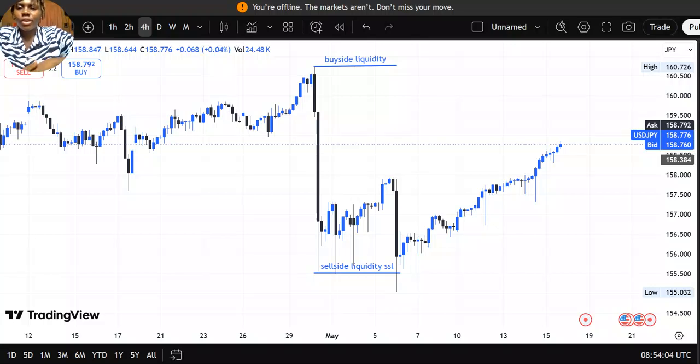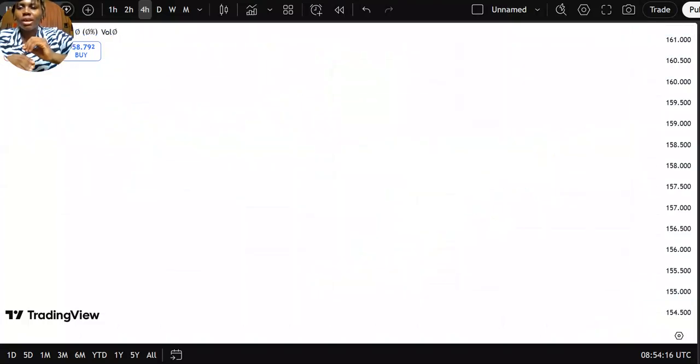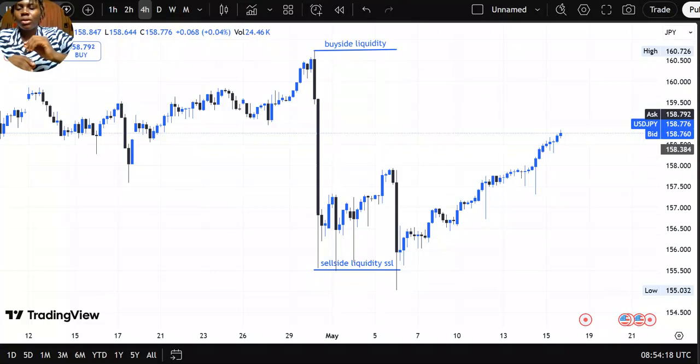Now, liquidity is very important because it will help you understand where price is likely to reverse to. Once you're able to spot where liquidity is at, liquidity is like a magnet to price. Wherever you spot liquidity, price is always going to be very attracted to that environment. It's like a magnet. So it will help you know where price is going to get magneted to, and then head to that point.